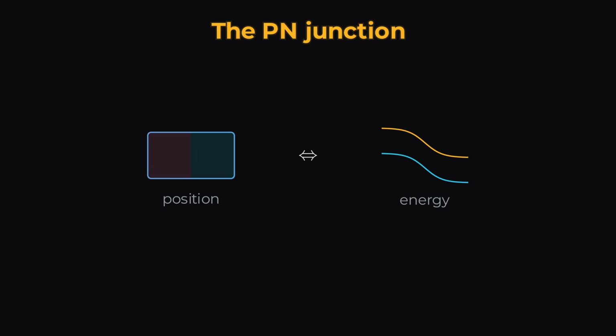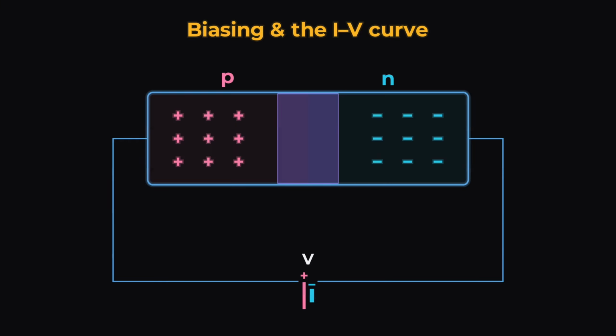With both pictures in hand, we can apply an external voltage on purpose. Next we examine biasing. Biasing means applying an external voltage across the junction. That voltage adds to or opposes the built-in field. The result changes both the depletion width and the current.